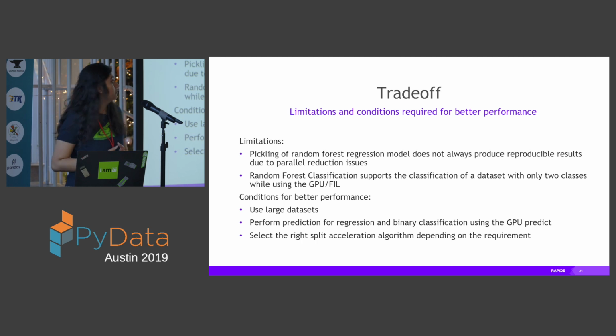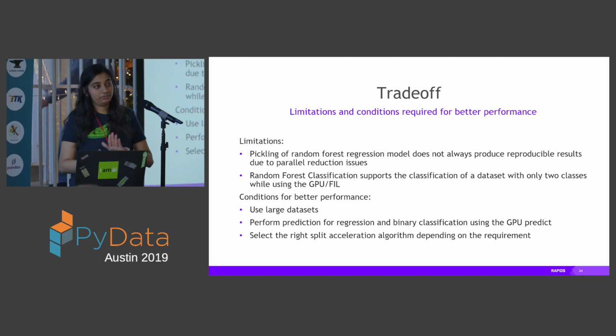Now some of the trade-offs of using cuML over scikit-learn, and some of the limitations that we have. First of all, when you perform pickling for random forest regression models, since we're doing it on GPU and we have a lot of parallel processing going on, the results aren't always exactly reproducible. What I mean is, if your test case has 10 samples in it, 9 of them would be exactly the way it was for the previous model, but the 10th one would be slightly off due to parallel processing.